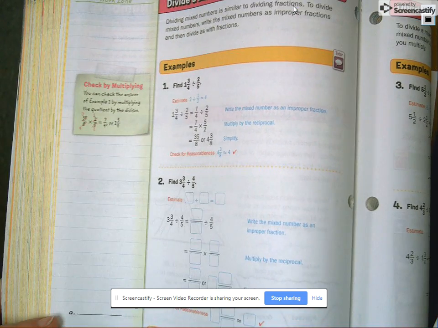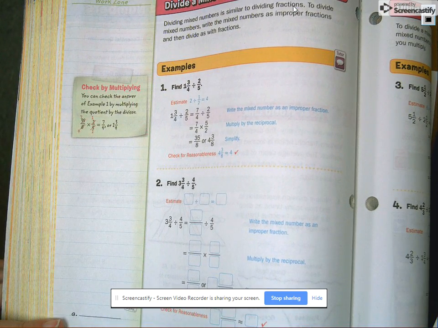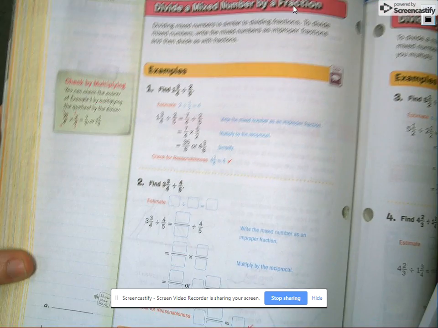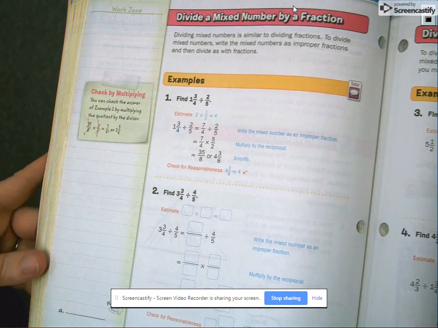All right, please turn in your book to page 326. You need out your book and a pencil. Go ahead and pause the video while students are getting those things out.